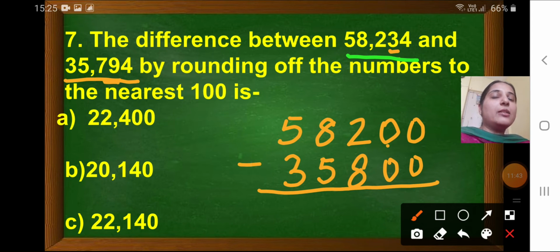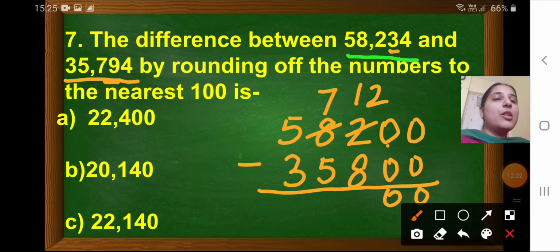Okay. Now the difference is being asked. So let's find the difference. So 0 minus 0, 0. Again 0 minus 0, 0. Now 2 minus 8, because 2 is smaller, so we have to borrow. So when we'll borrow 1 from 8, 7 will be left here, and now here we have 12. So 12 minus 8, 4. 7 minus 5, now look at the thousands place. 7 minus 5, 2. And now 5 minus 3, 2. So the answer is 22,400. So which is the correct option, children?